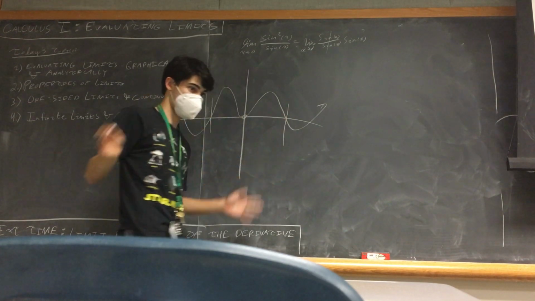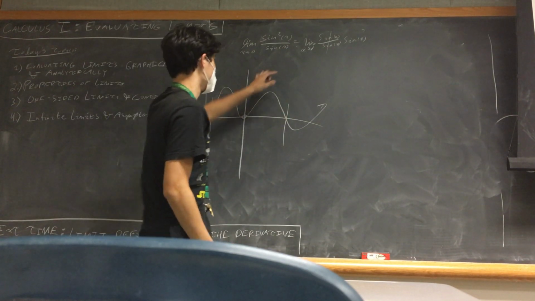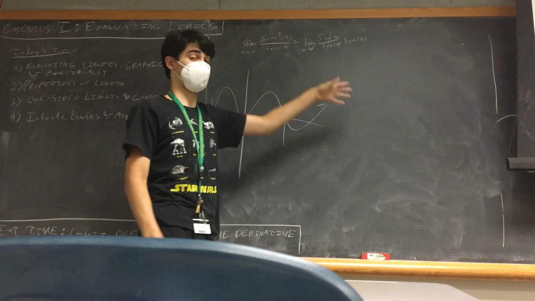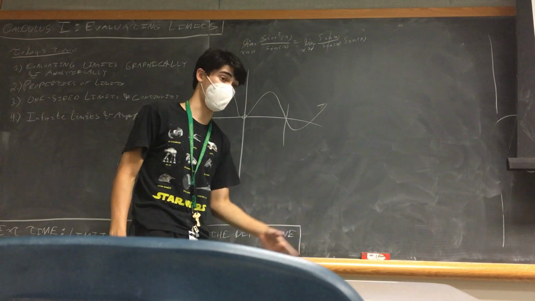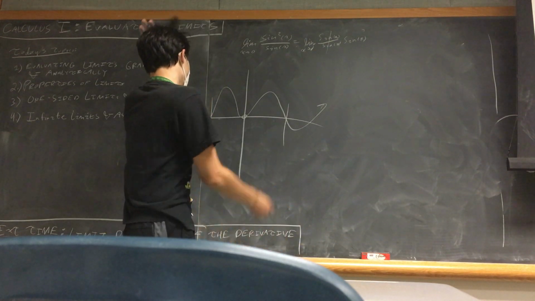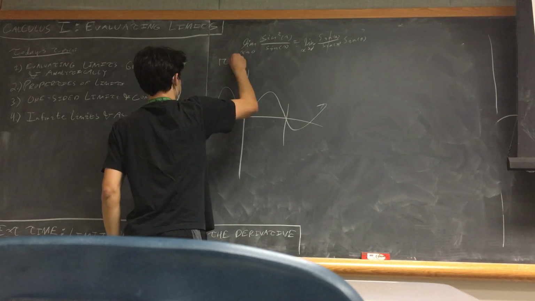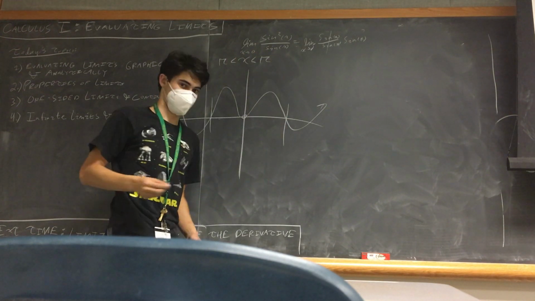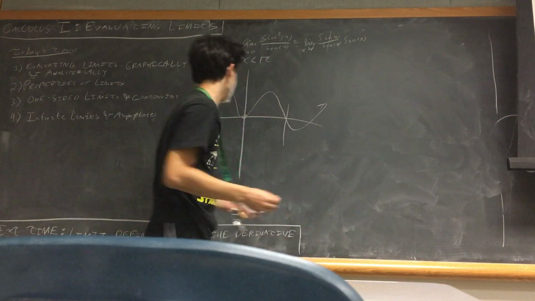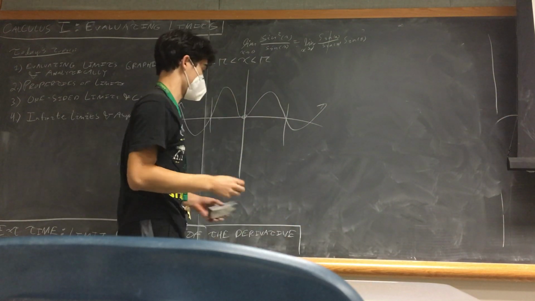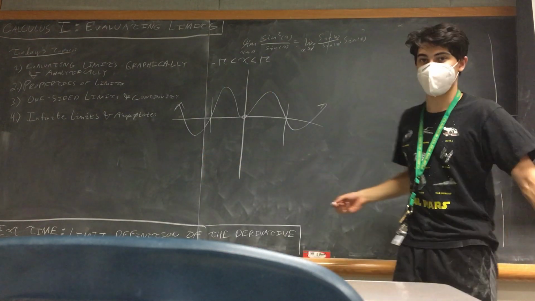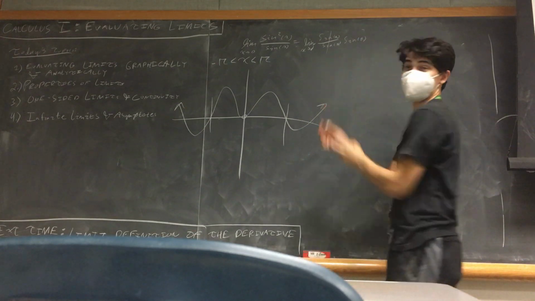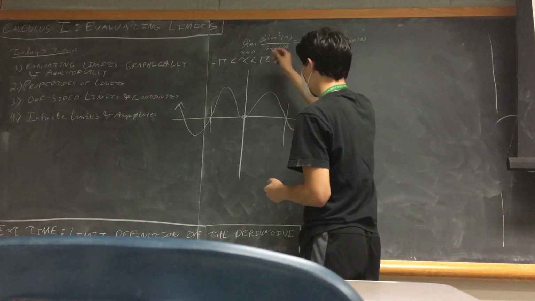And at this point, I do have to set my domain. The reason for this is because sine of pi is also 0, sine of 2 pi is also 0, sine of 3 pi is 0, sine of 4 pi is 0. So I'm going to say that negative pi is less than x, which is less than pi. So we only have one point at which we get the indeterminate form 0 over 0.